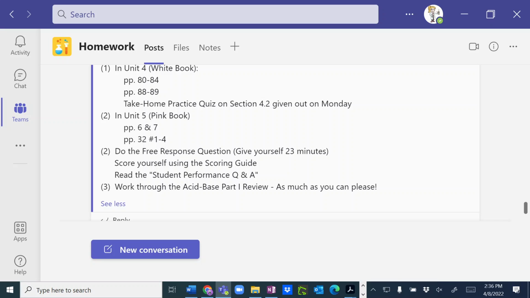Then you're going to score yourself. Score what you would have gotten in the 23 minutes, and then you can score what you would have gotten outside of that time limit. Okay?